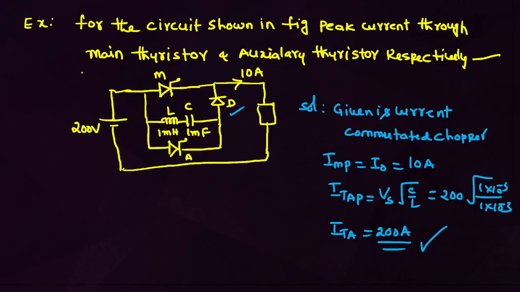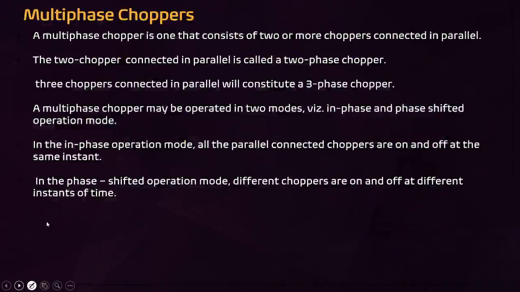If any question is framed like this, it is a question based on the current commutated chopper. How to identify this chopper as current commutated? Based on this diode. It is a current commutated chopper. What is the peak current through the main SCR? That is I naught. How much is I naught given? 10 ampere. What is the peak current through the auxiliary SCR? Vs into square root C by L. Like this you have to calculate. This is which chopper? Current commutated chopper.